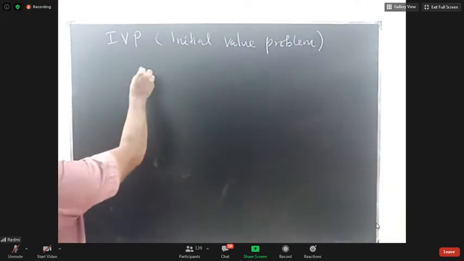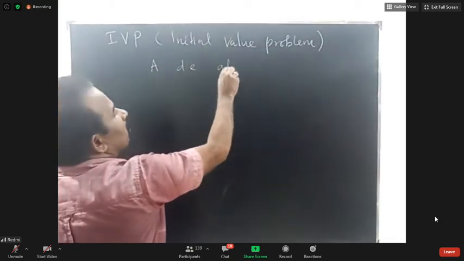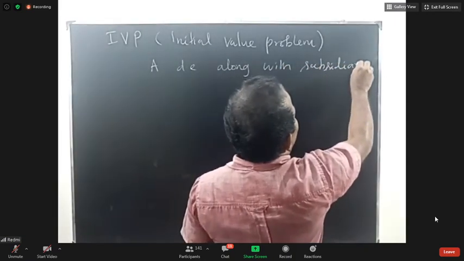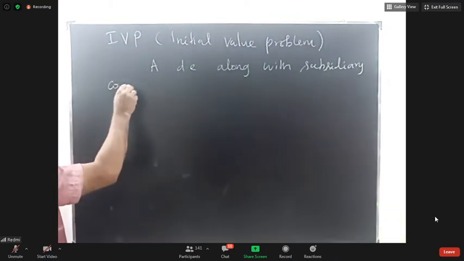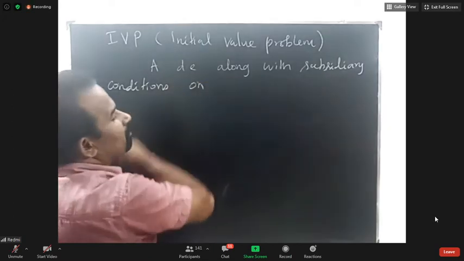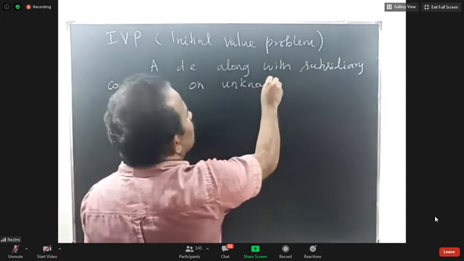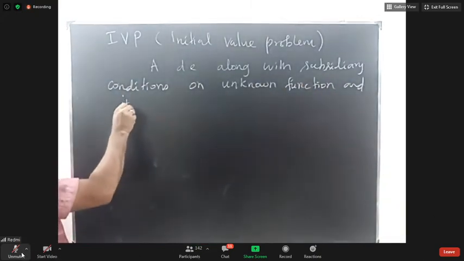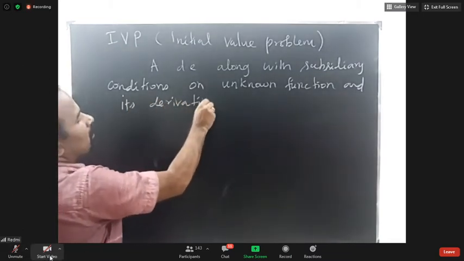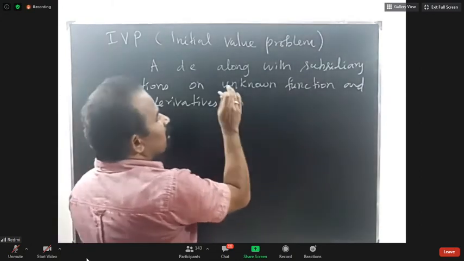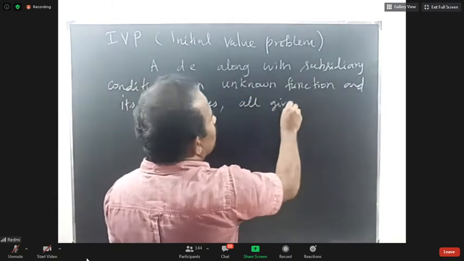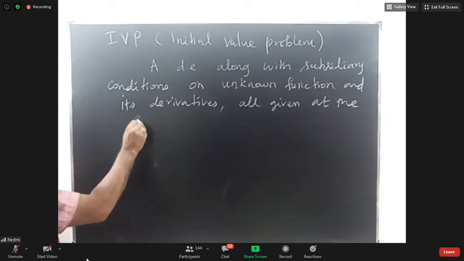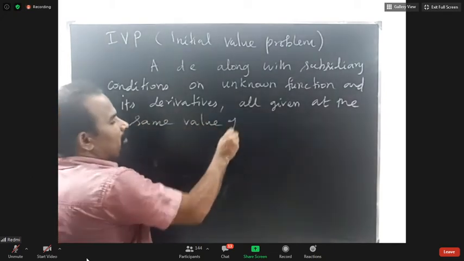What is an initial value problem? A differential equation along with subsidiary conditions. Conditions on the unknown function and its derivatives, all given at the same value of the independent variable.